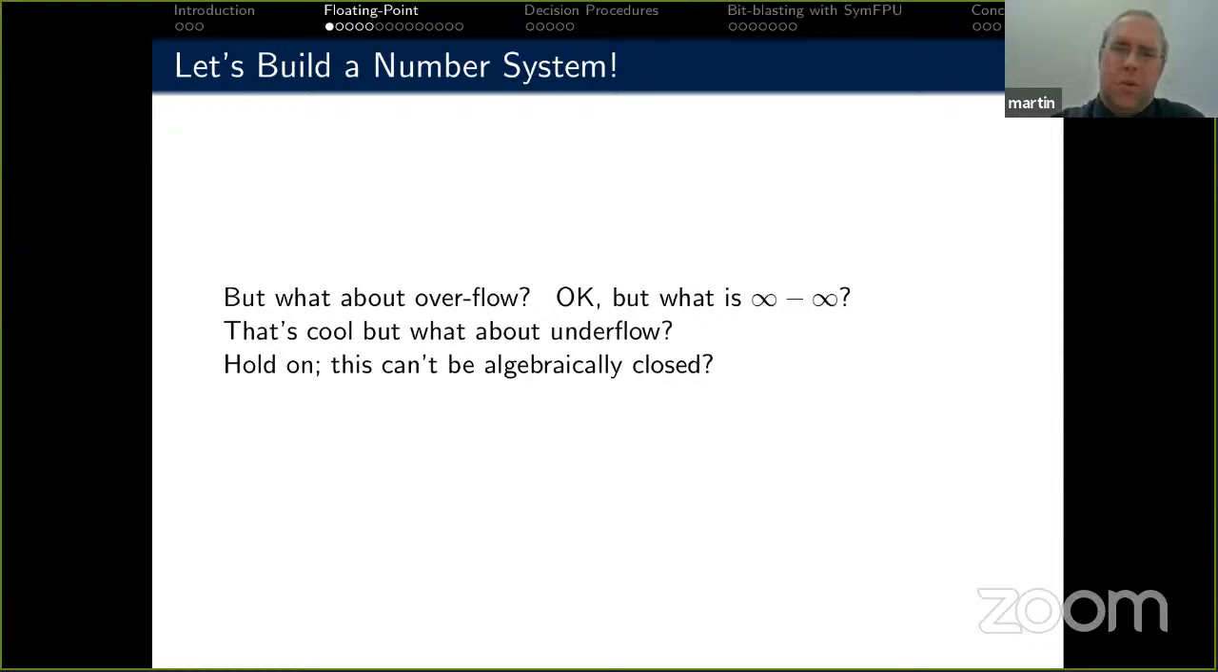Yeah, okay, there's one more problem. This is not algebraically closed. Can't be, because if we've got numbers that are fractions, then we can wind up computing something that's halfway between 2 points. So what do we do then?